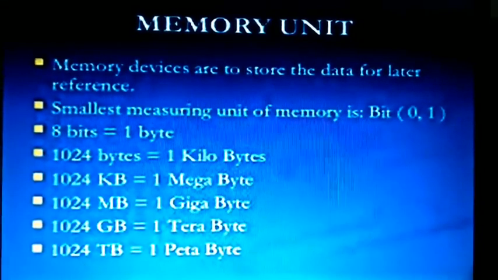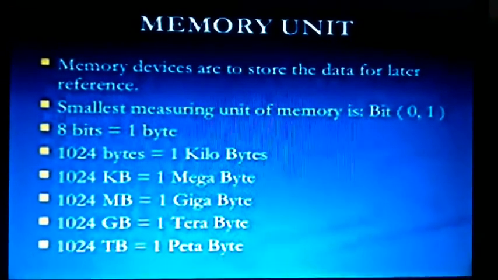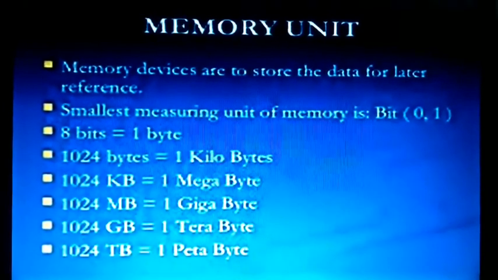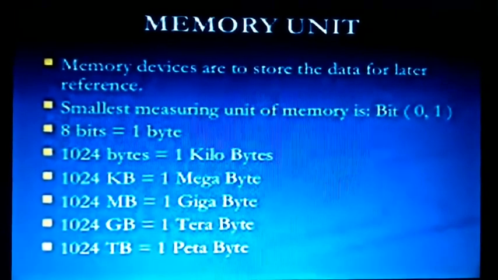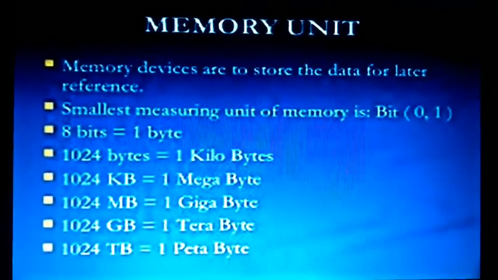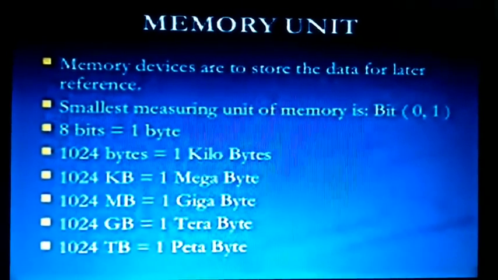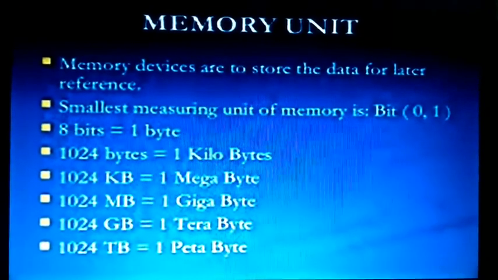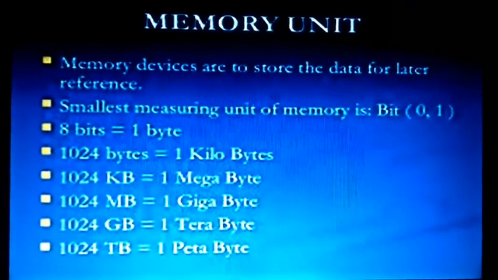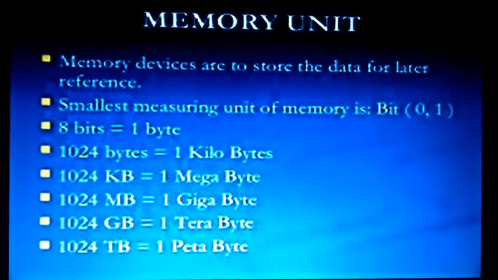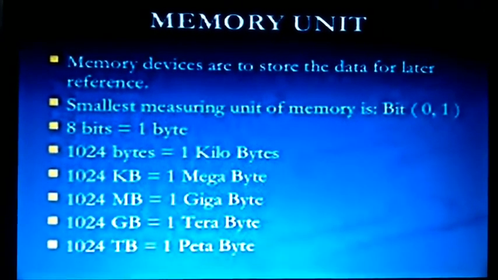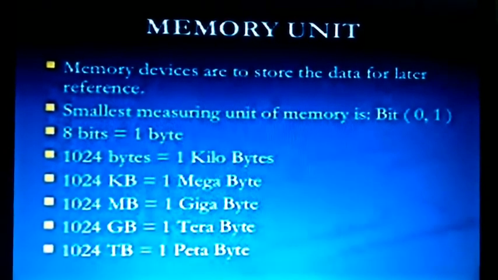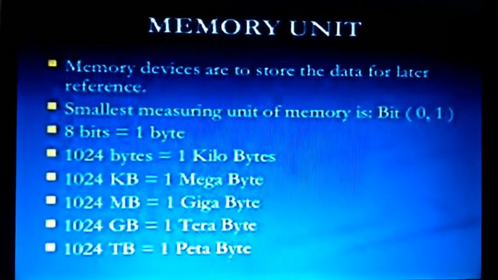Next let's see about the memory unit. The memory devices are used to store the data for later reference. The smallest measuring unit of memory is called bit, 0 or 1. 8 bits equal 1 byte. 1024 bytes equal 1 kilobyte. 1024 kilobytes equal 1 megabyte. 1024 megabytes equal 1 gigabyte. 1024 gigabytes equal 1 terabyte. 1024 terabytes equal 1 petabyte.